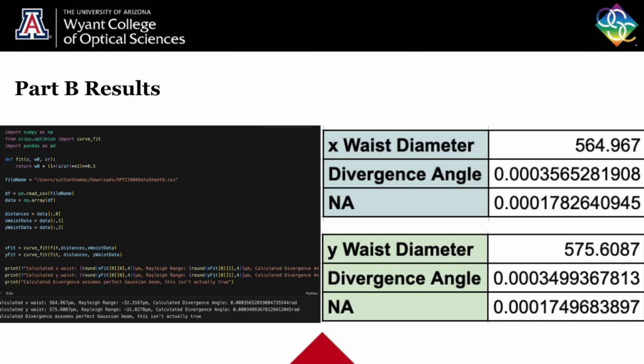Now it's important to know that these calculations assume a perfect Gaussian beam, but the actual divergence angle is likely much higher. Our data also could have been better if we started closer than 2 centimeters away from the laser.